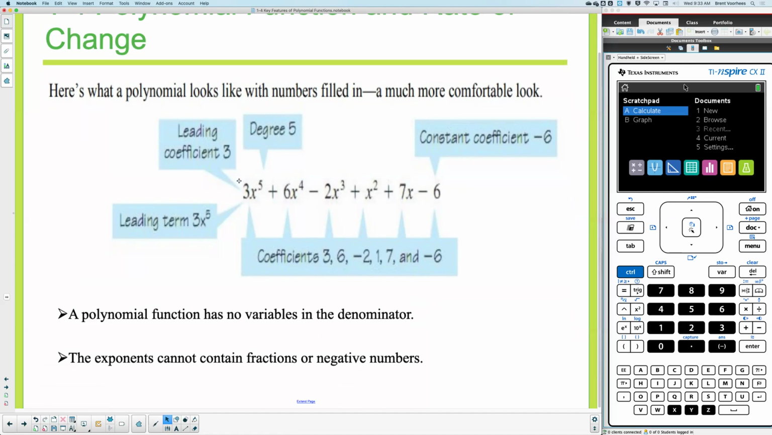The leading coefficient is the number that's in front. Coefficient means number. And 3x to the 5th would be called the leading term. So those are all vocabulary terms you might hear. The coefficients, like I said, are the numbers in front.